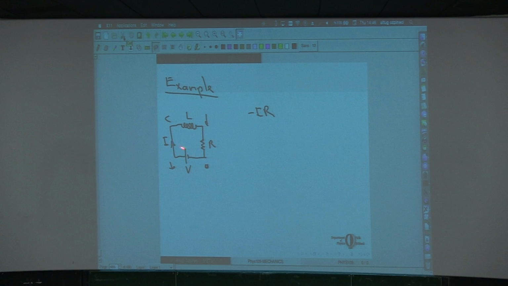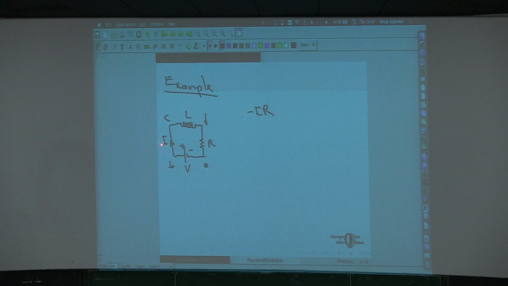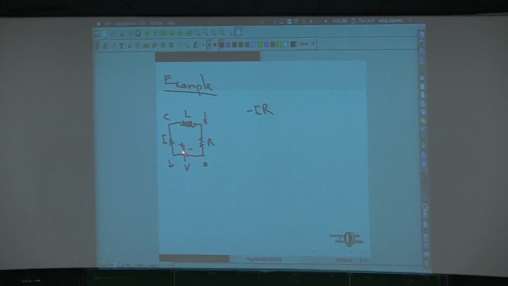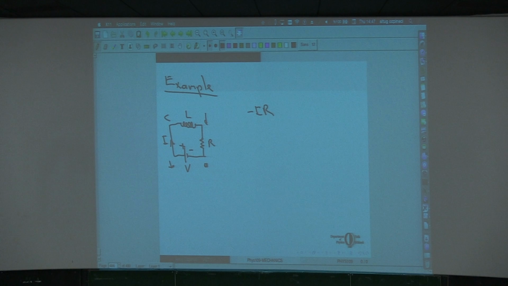Plus V. You see, the small one is the negative terminal, and the large one is the positive terminal. So the battery just takes low energy charge objects from the negative terminal and gives away high energy positive charge objects at the positive terminal. So from A to B, the positive charges gain energy given by this V, plus V.